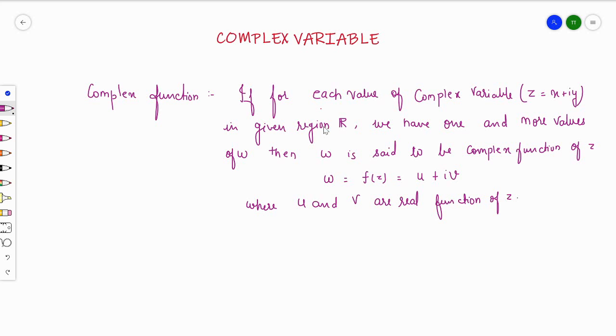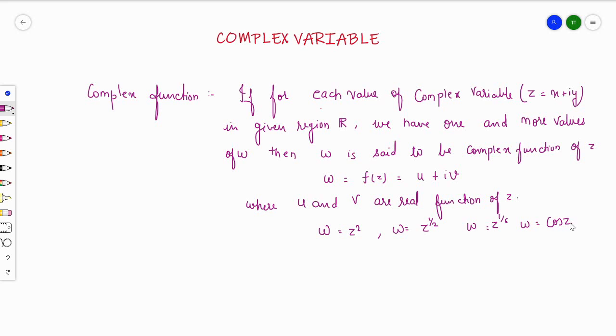So what we are trying to say is, if for each value of z in a given region R we have one or more values of w, then w is said to be a complex function of z, and we can write w is equal to f of z, which is equal to u plus iv, where u and v are real functions of z. For example, w equal to z square, w equal to z raised to power half, w equal to z raised to power 1 by 6, and so on. You can write more, like w equal to cos z, cos hyperbolic z.